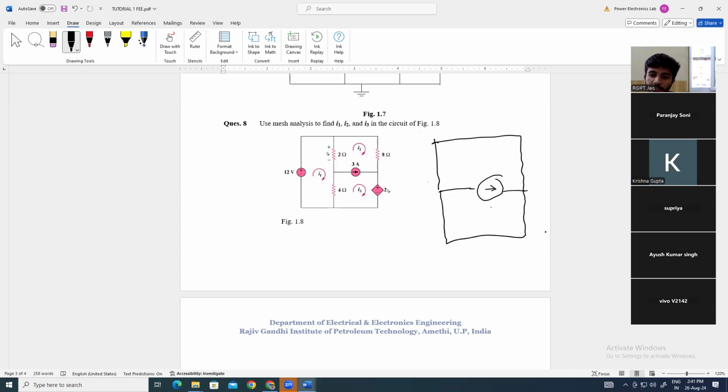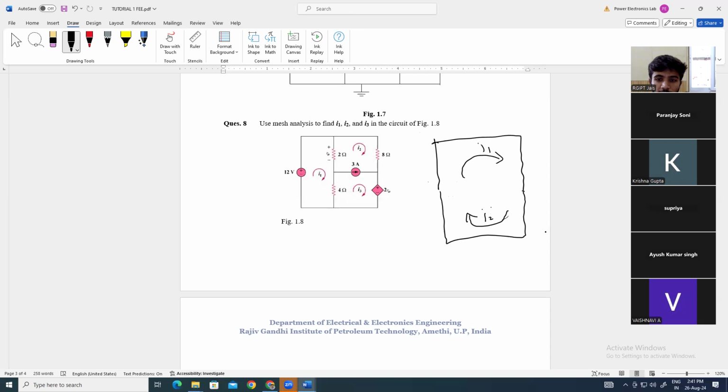Okay. So let's say these are the two loops and there is a current I1 flowing here and a current I2 flowing here. Right. So these are the two currents I1 and I2 flowing in these directions. So first of all, the first step for making a super mesh is removing the current source. So we actually remove this current source out of the picture.